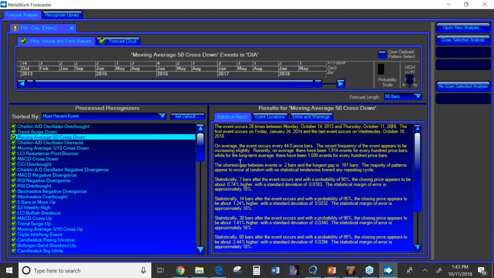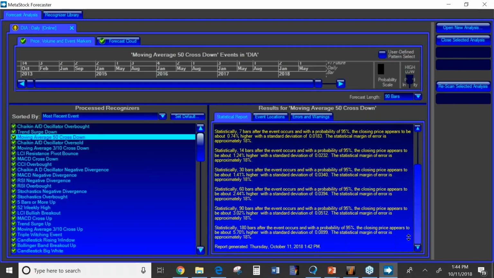Here's where it gets into the math of what it's looking for. Statistically, 7 bars after the event occurs, 95% of the time, the closing price appears to be about 7.74% higher, with a standard deviation of 0.0183. Statistically, 14 bars after the event occurs, 95% of the time, the closing price appears to be about 1.24% higher. 30 bars after the event occurs, the closing price appears to be 1.1, and here's your standard deviation, and it goes on to 60, 90, and 180.